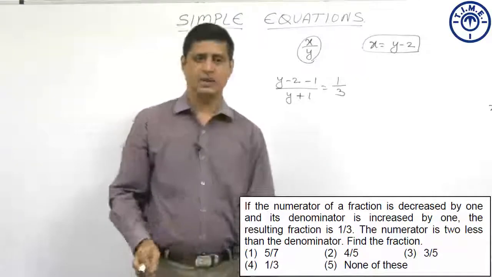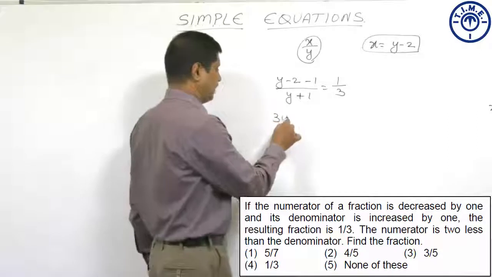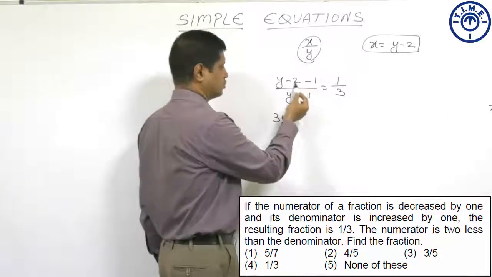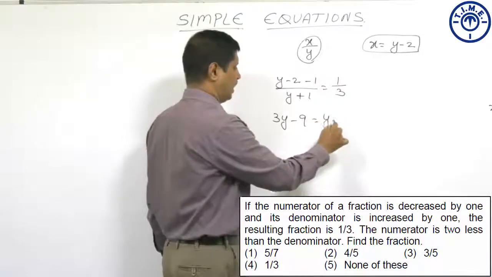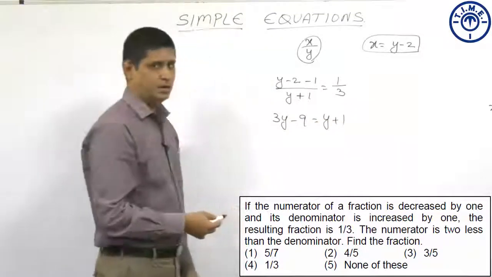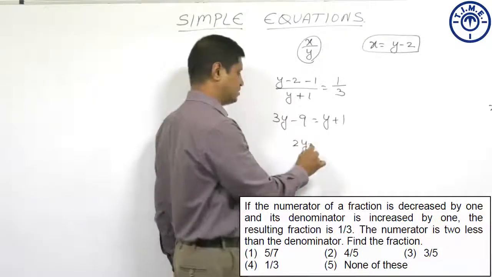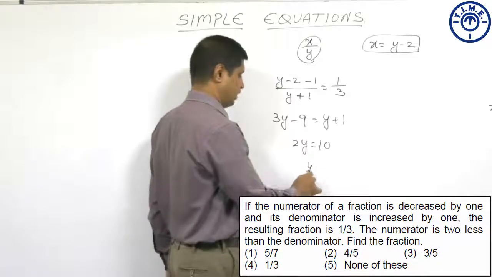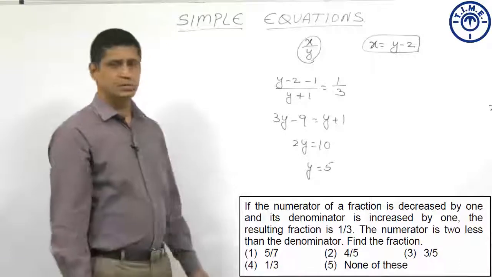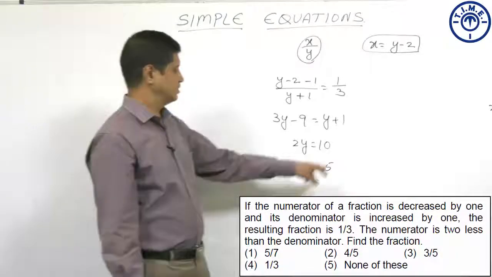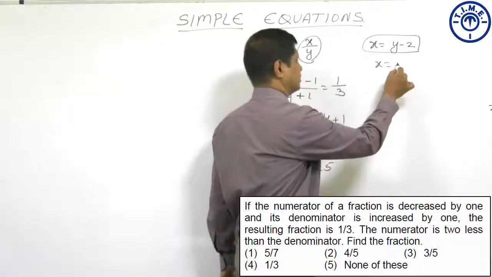Now, what is the fraction? Doing cross multiplication, the result is 3y minus 9 is equal to y plus 1. Taking variables on one side, numbers on the other side, the result is 2y is equal to 10, the value of y is 5. When the value of y is 5, now find the value of x. Substitute y as 5, results x as 3.